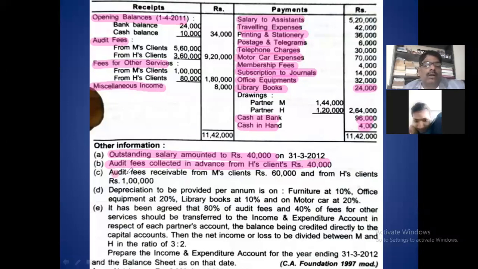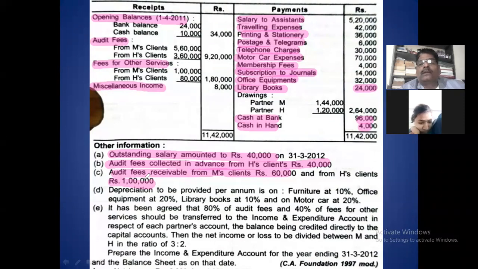Okay. Audit fee receivable from Mr. M 60,000 and H 1 lakh. This is the outstanding fee. Outstanding fee, first you take on the credit side of the income and expenditure account. Then you take the provision on the debit side of the income and expenditure account.